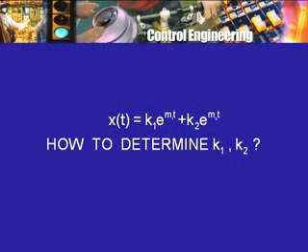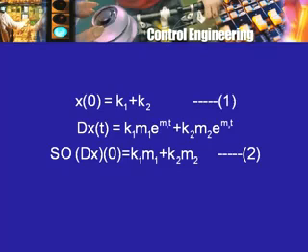So I have one equation here, k1 plus k2 equals x0, and I have another equation, k1 m1 plus k2 m2 equals dx at 0, the derivative of x at 0. I have two simple linear equations, ordinary simultaneous linear equations for the two unknown coefficients or parameters k1, k2, and in this case I can solve them and get k1 and k2 uniquely, that is, there is only one pair of numbers k1 and k2 which will do the job. k1 will multiply e raised to m1t, k2 will multiply e raised to m2t, and the two values of k1 and k2 can be easily calculated.